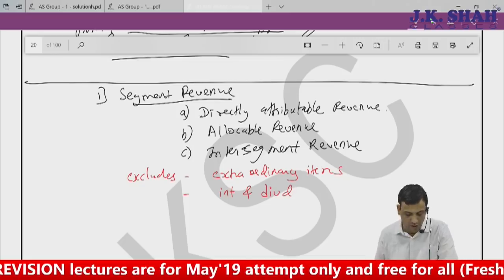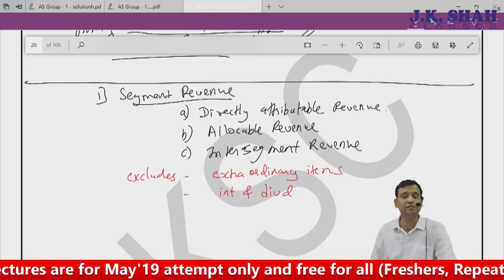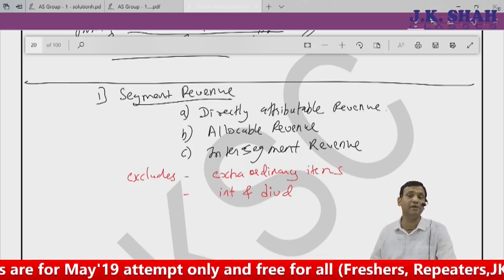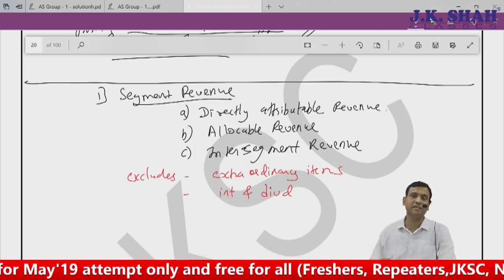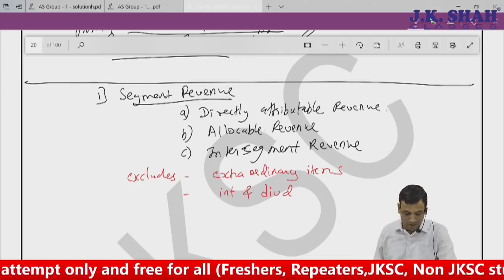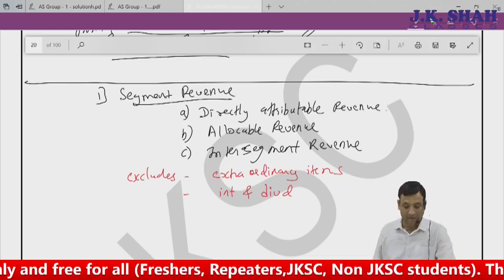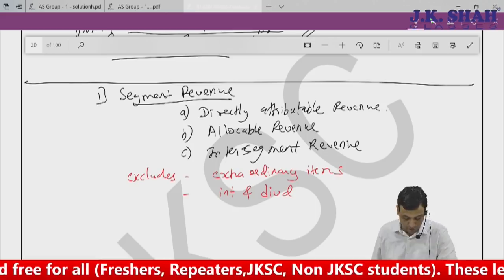Yeah, so revenue does not include interest and dividend unless the segment is a financial segment. If the segment is a financial segment, then of course this interest and dividend revenue will be directly attributable or allocable on some logical basis. But if it is not a financial segment, then interest and dividend will not be included.